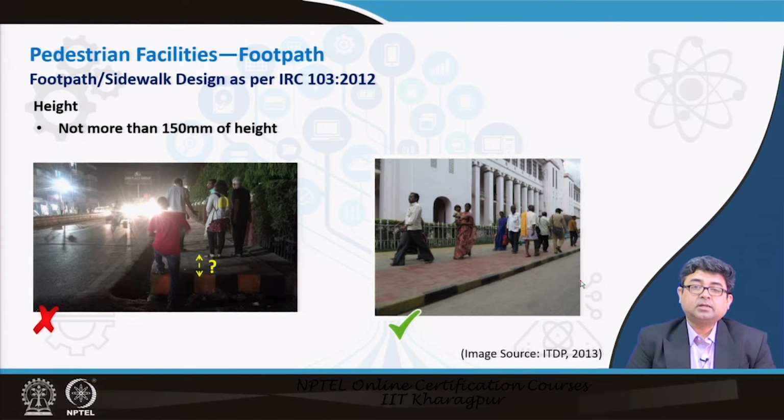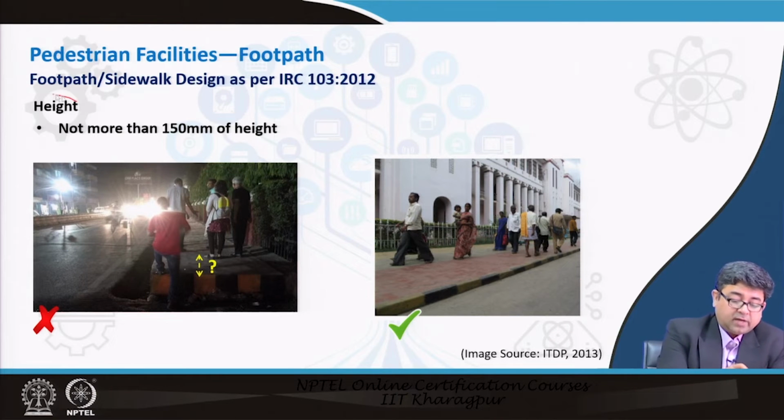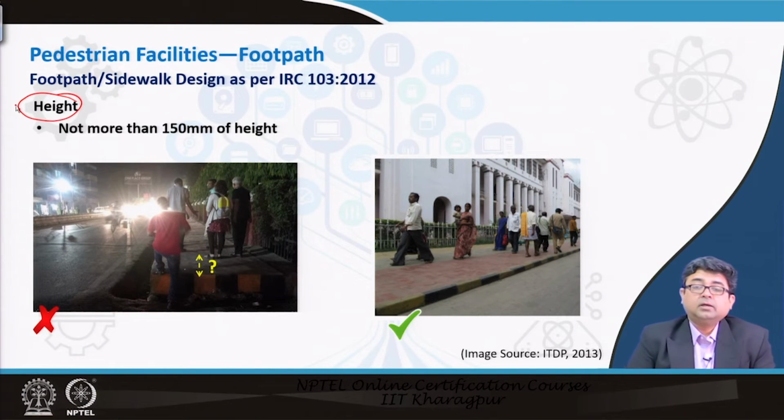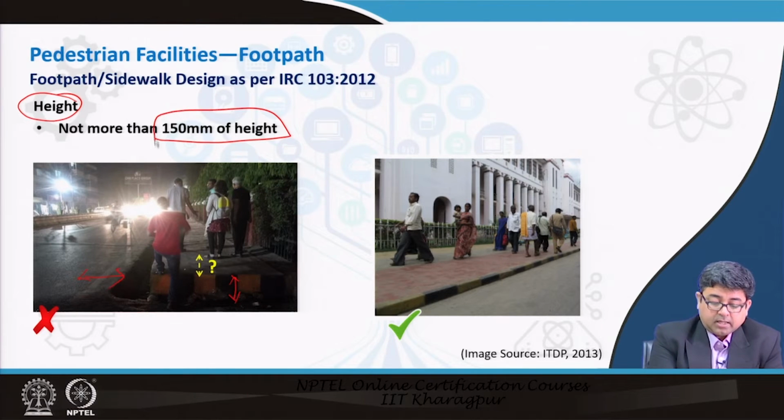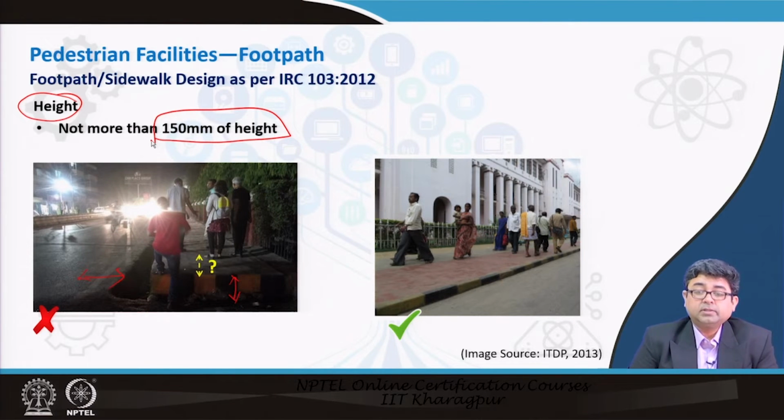The next is, once you have catered to the width of the footpath, you also have to look at the height of the curb or the height of the footpath. See, sometimes in many cities you would see that the footpath is very high when compared to the carriageway. But what IRC says is that it should not be any more than 150 millimeters high. This is what IRC recommends, right.